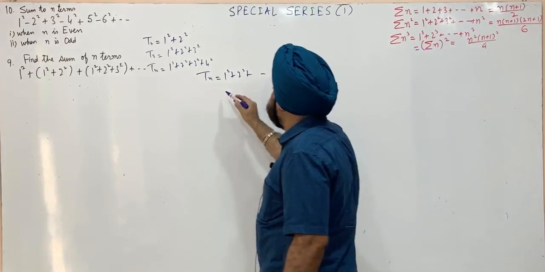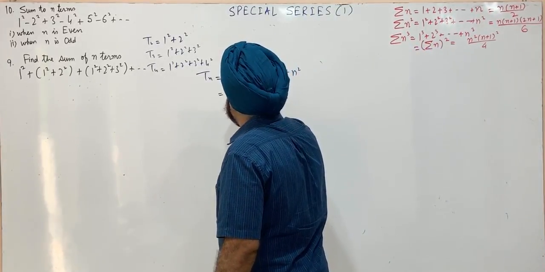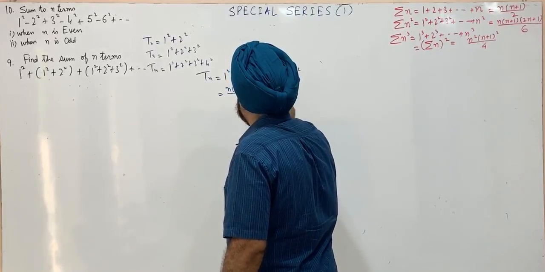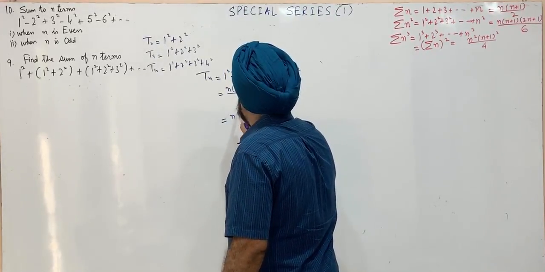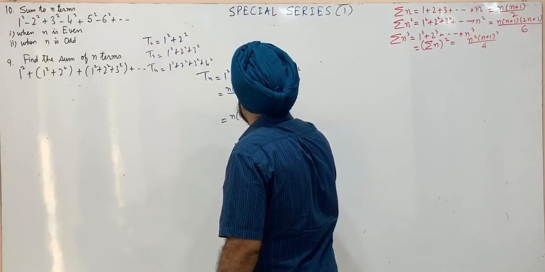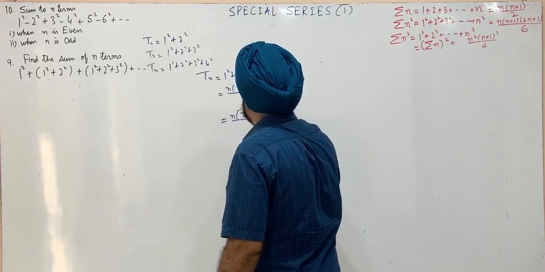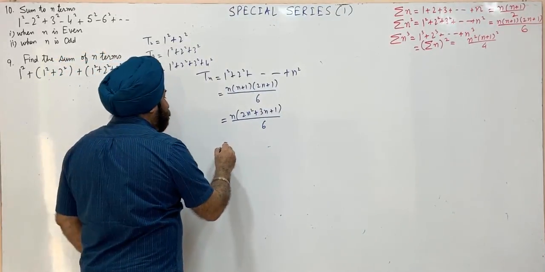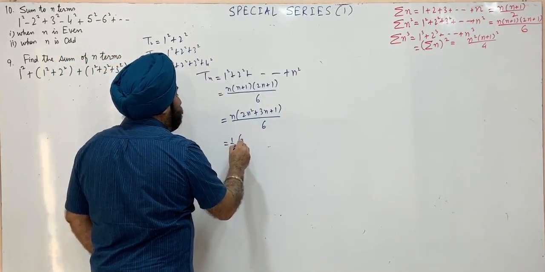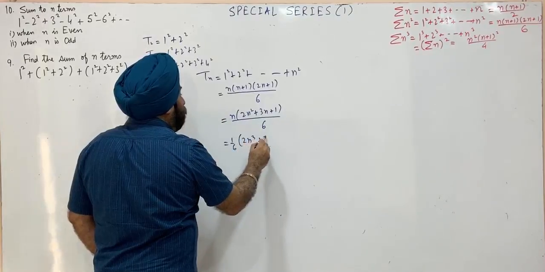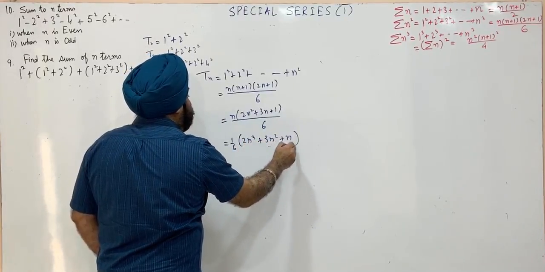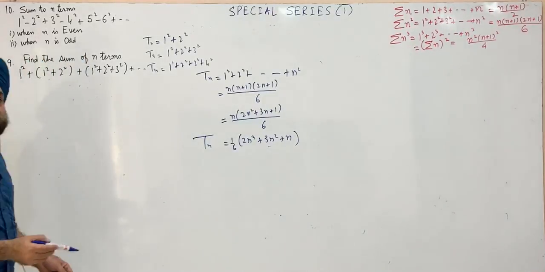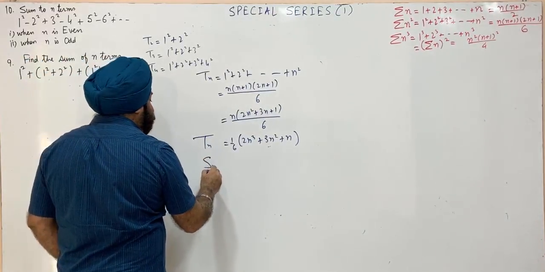And we know the result. This is n into n plus 1, 2n plus 1 upon 6. This is n into 2n square plus 3n plus 1 upon 6. Or simplifying further, this is 1 by 6 into 2n cube plus 3n square plus n. This is the nth term. Now we can find the sum of n terms by applying sigma.